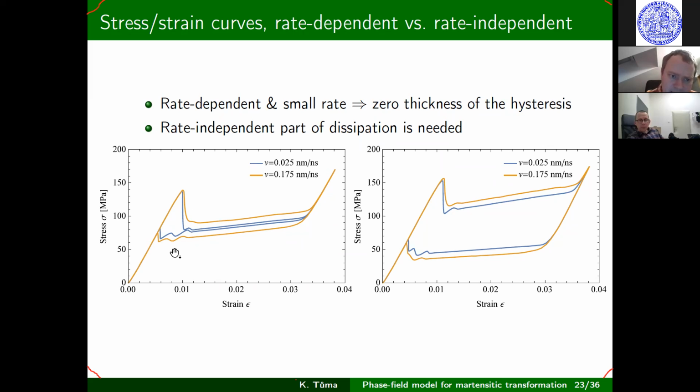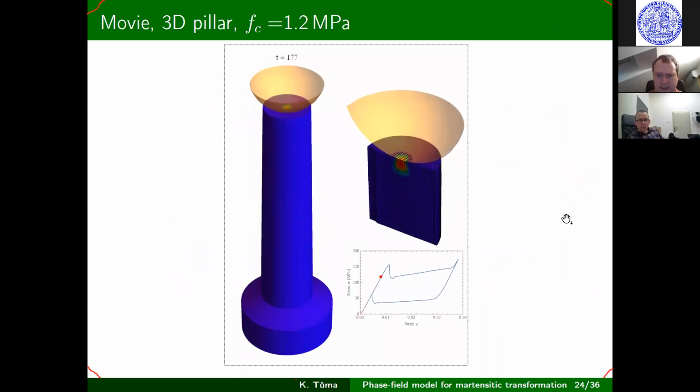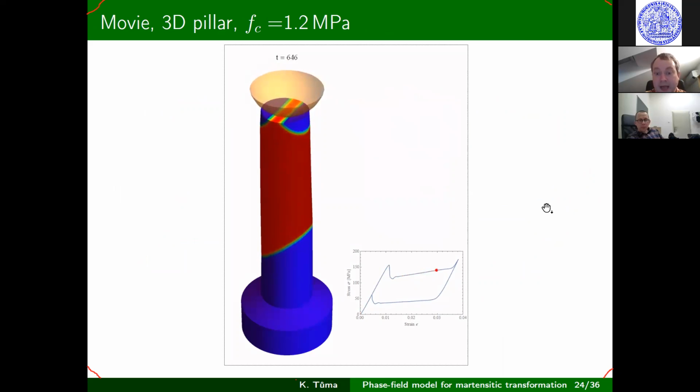Also, here is something that happens during the first formation of the other phase. In case of rate-independent model with F_c here equal to 1.2 megapascals, you can see that the hysteresis curve is still there. So this is the movie. And you can really see that the resolution is nothing extra. And this is the maximum we could afford at the time.